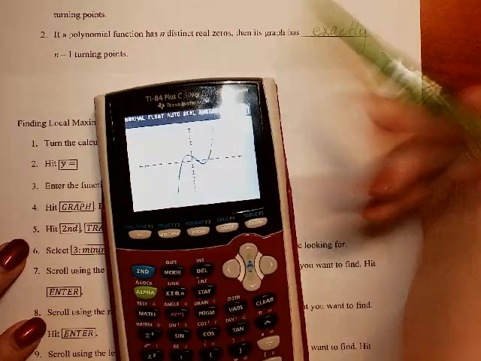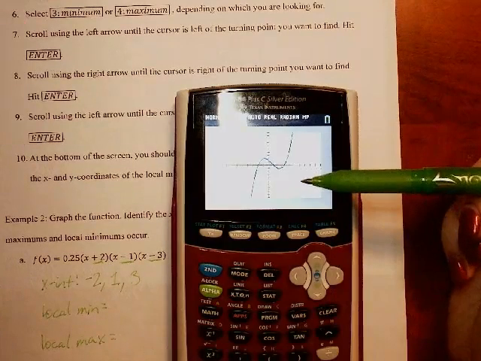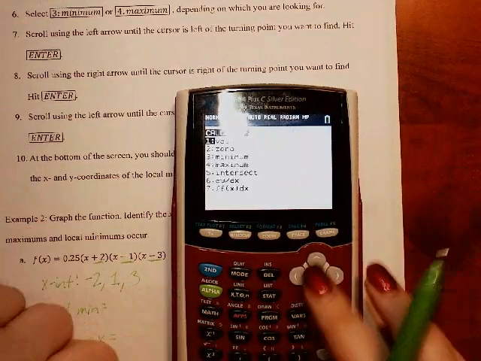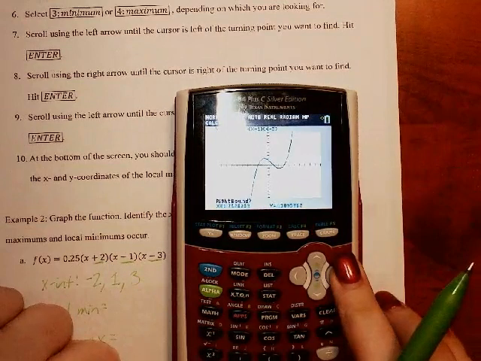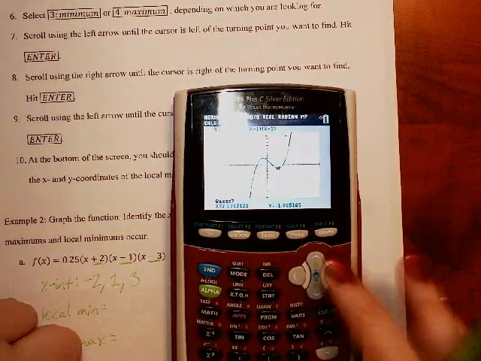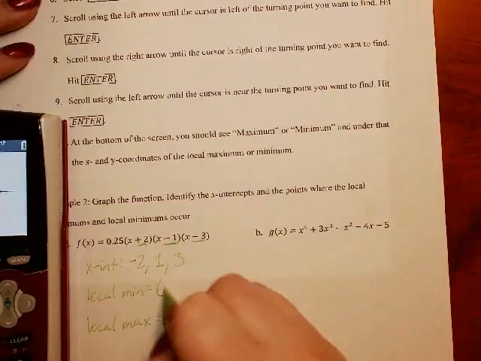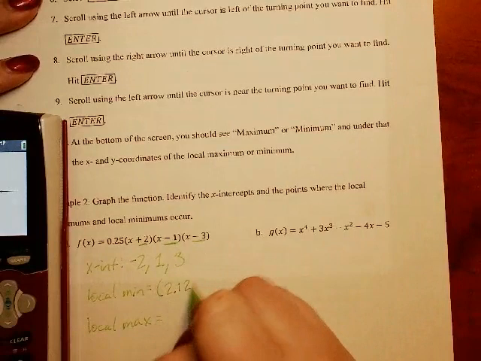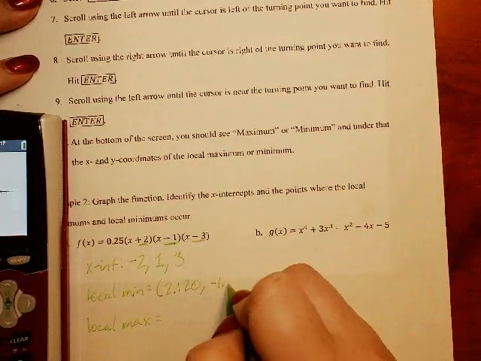Okay, so local minimum is here. So, second trace, looking for my minimum. I am left of it, and I'm going to scroll right of it, and then I'm going to guess, and I get 2.120 because it rounds up, negative 1.015.